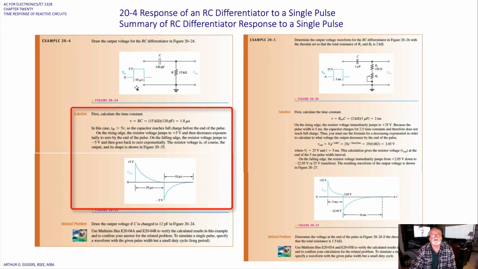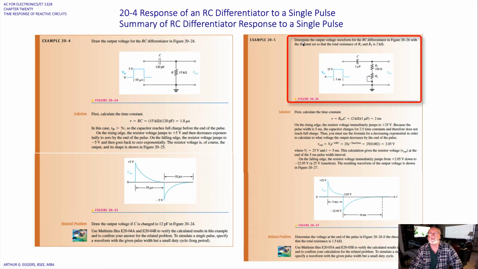So if you look at the example in your text, that's exactly what that is. In this case, the pulse width is greater than 5 time constants, so the capacitor reaches full charge before the end of the pulse. On the rising edge, the resistor voltage jumps to 5 volts, then decreases exponentially to 0 by the end of the pulse. On the falling edge, the resistor jumps to minus 5 volts and then back to 0 exponentially. The resistor voltage, of course, is the output, and its shape looks like this, as we've seen.